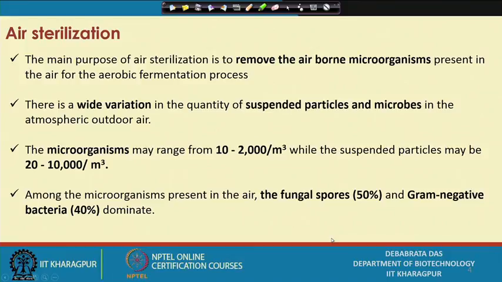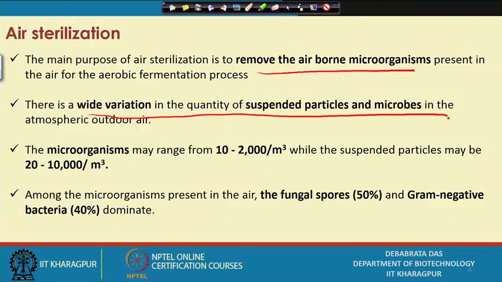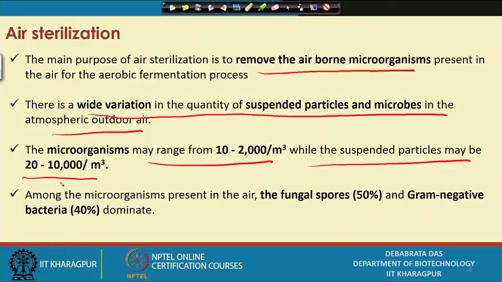Now, for air sterilization, what is the main purpose of air sterilization? The main purpose is the removal of airborne microorganisms present in the air for aerobic fermentation processes. There is wide variation in the quantity of suspended particles in the outdoor atmosphere. Different types of organisms might be present in the air, and the microorganisms may vary in the range of 10 to 2000 per cubic meter, while the suspended particles may vary from 20 to 10,000 per cubic meter.